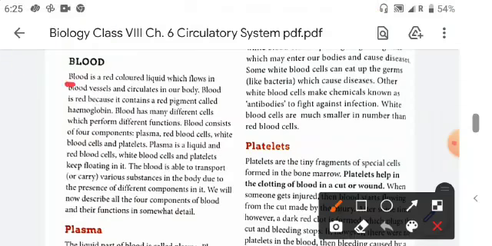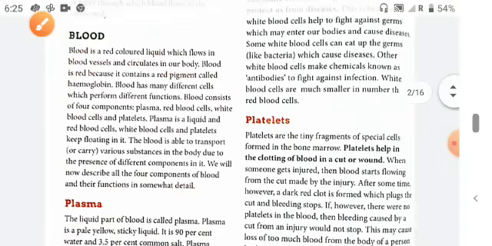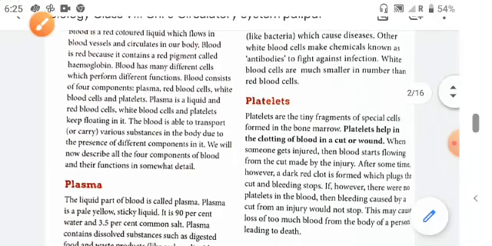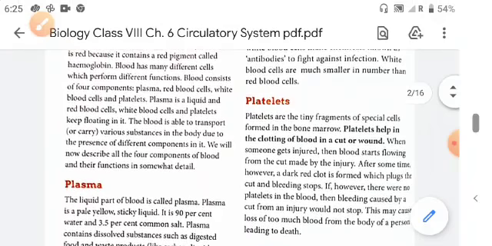Blood is a red colored liquid which flows in the blood vessels and circulates in our body. Why is blood red? It is red because of the red pigment present in the blood, that is called hemoglobin. Blood mainly consists of many different cells which perform different functions.